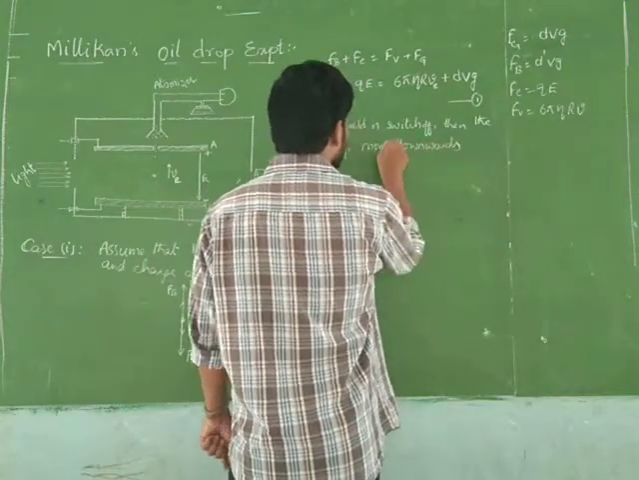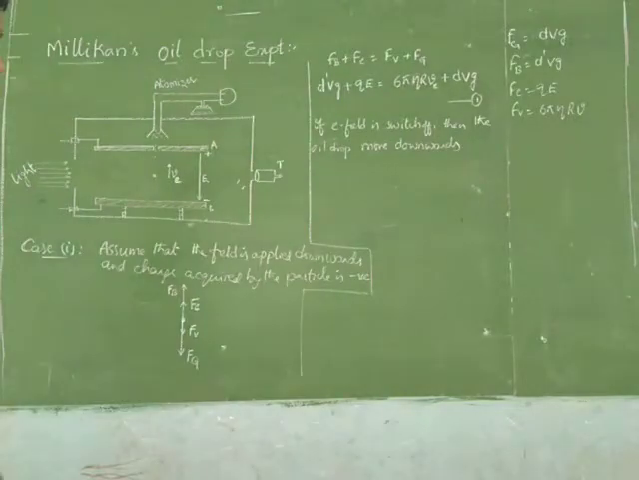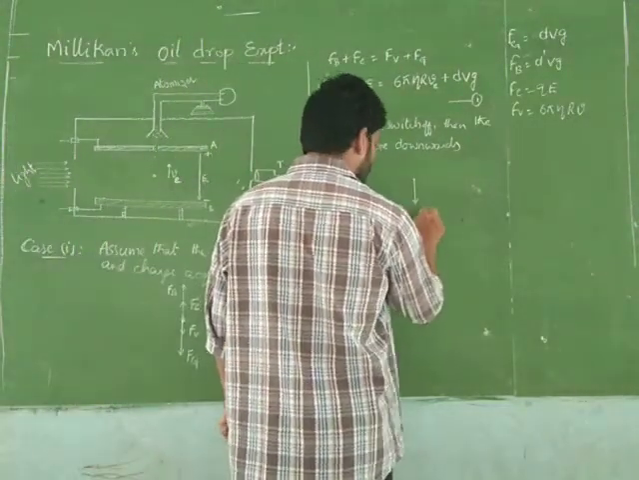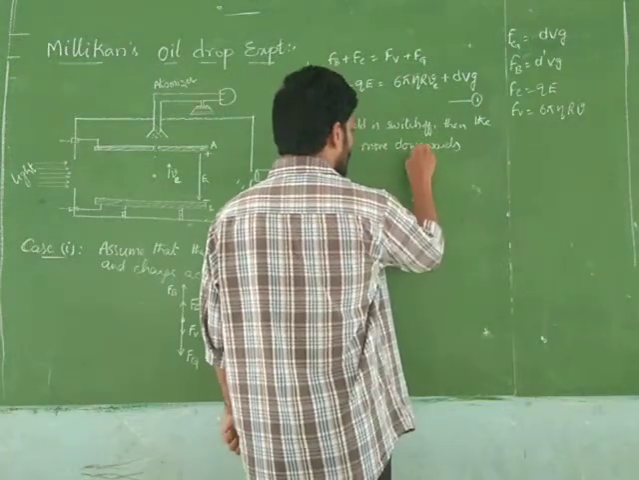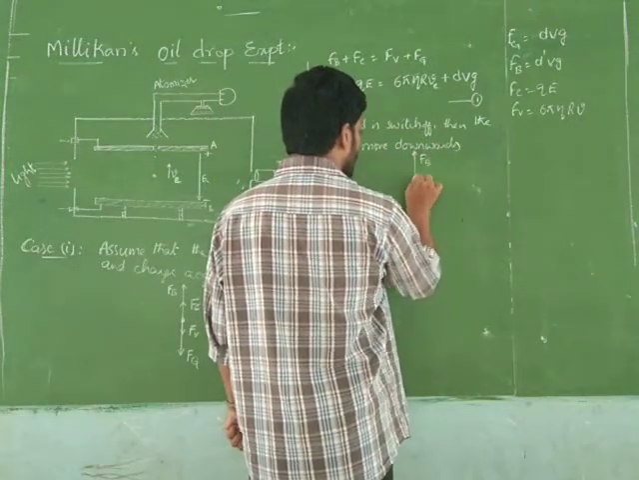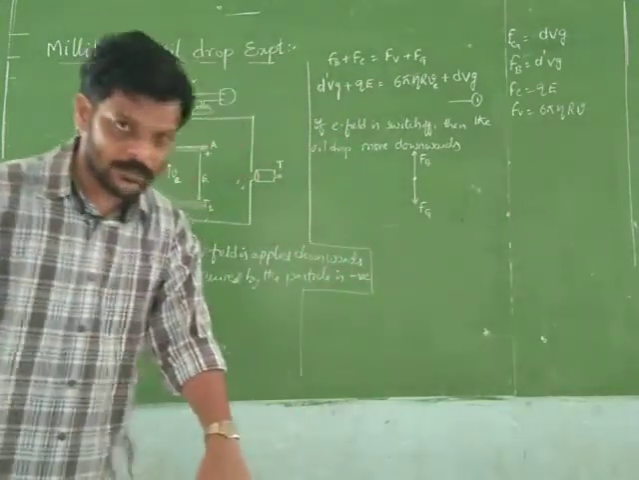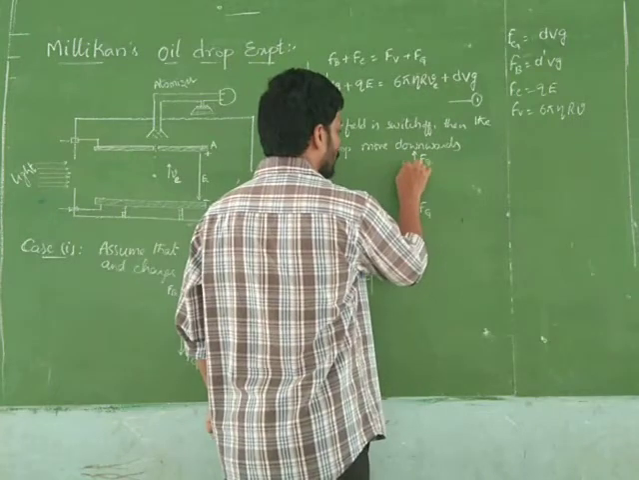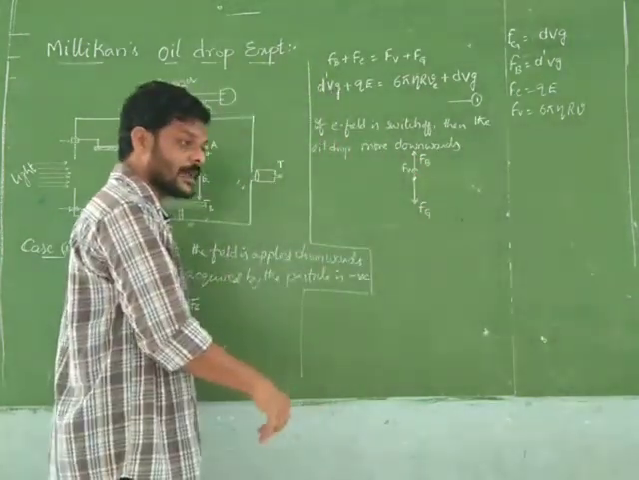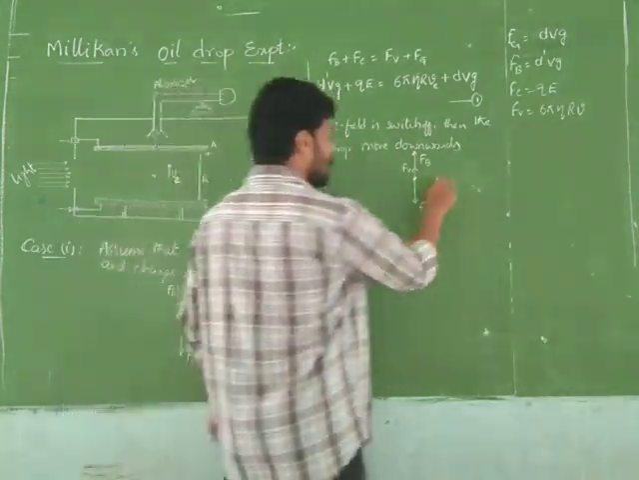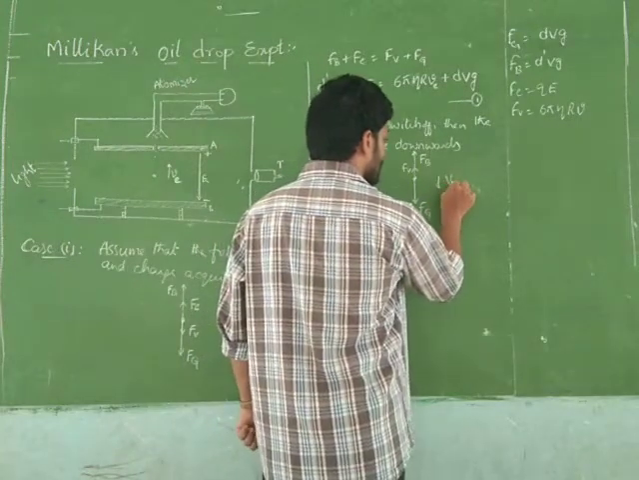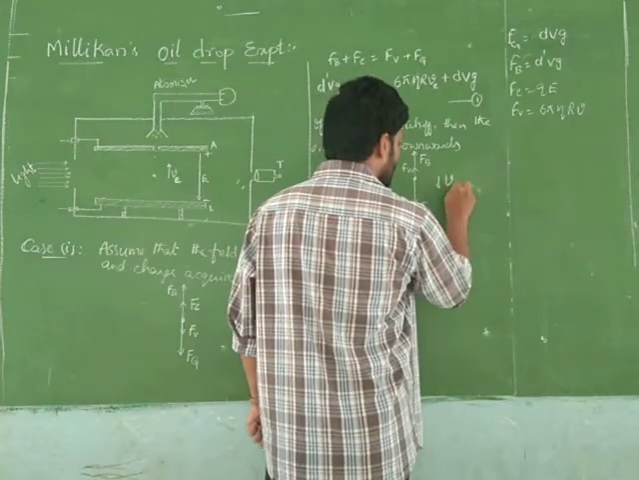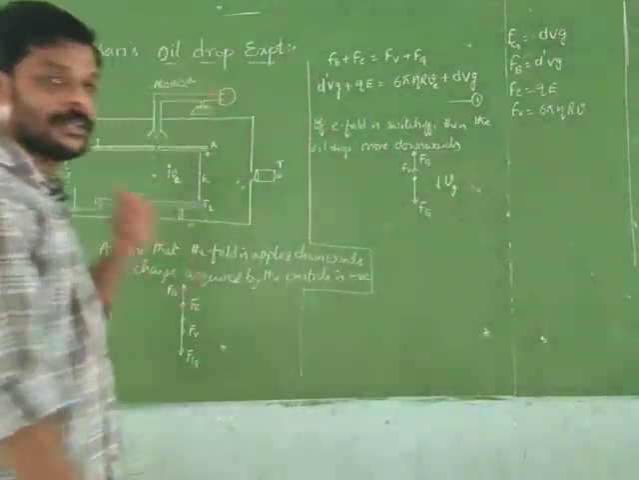Now again draw the free body diagram for that case. In this case, the gravitational force is vertically downwards, the buoyancy force vertically upwards. Since the particle is moving downwards, the viscous force is acting upwards. Now it is moving with some terminal velocity again. The terminal velocity direction is downwards because of gravity. This is the terminal velocity due to gravity.